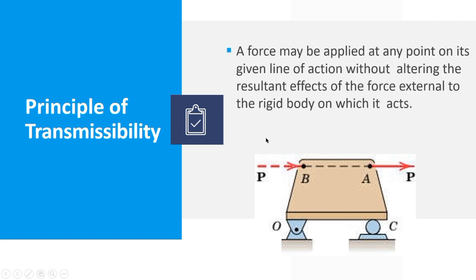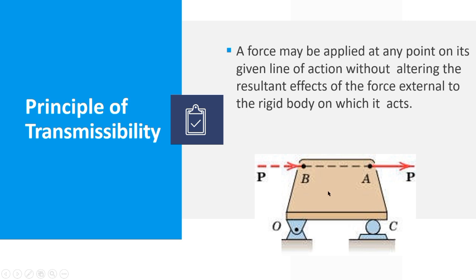Now let's discuss the principle of transmissibility, which is a very important principle, and we will be using it throughout the course of mechanics. This principle states that a force may be applied at any point on its given line of action without altering the resultant effect of the force external to the rigid body on which it acts. So we can move the force along its line of action from one point to another, but we have to confirm that the resultant effect of the force is not disturbed.